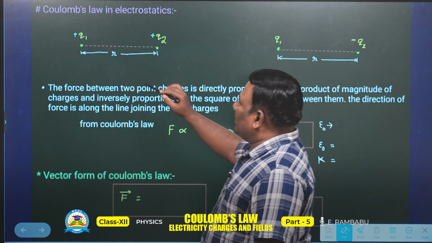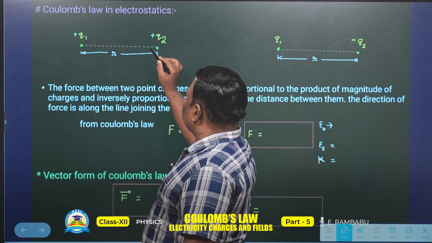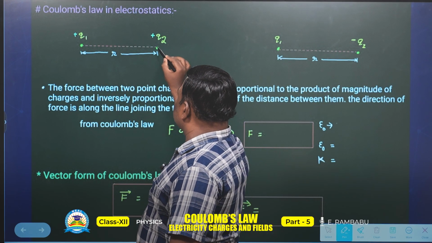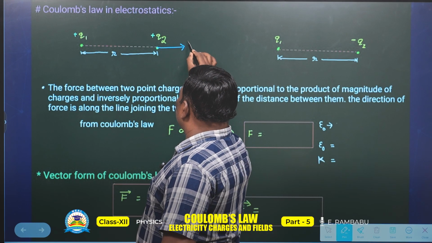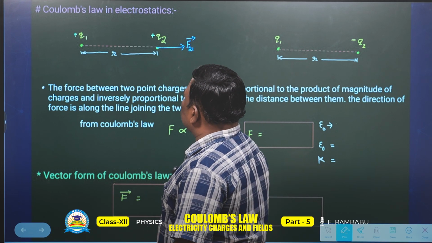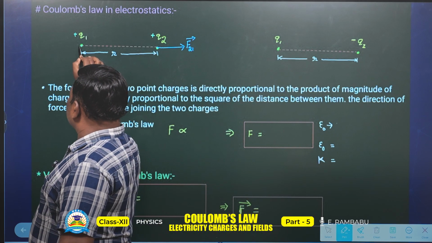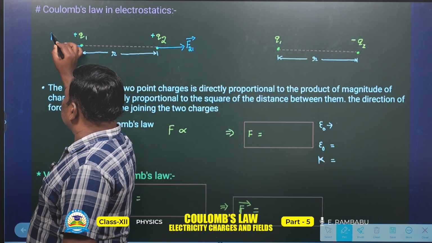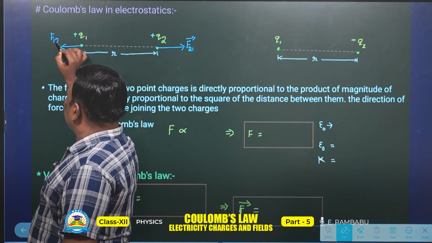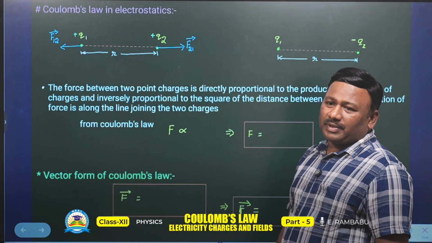See here, Q1 is applying force on Q2, which means it repels Q2 in this direction. So this is the force on 2 due to 1. Similarly, Q2 is applying force on Q1, the repulsive force in this direction. This is the force on 1 due to 2. Correct? So this force is a repulsive force.